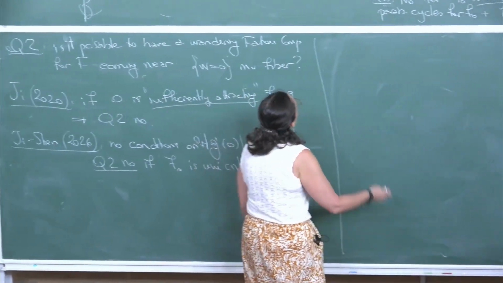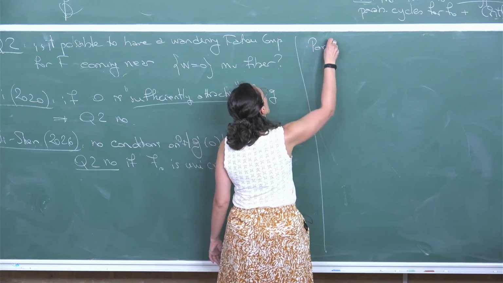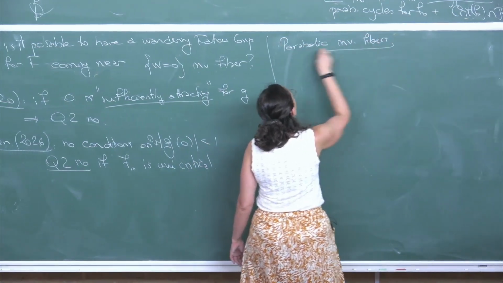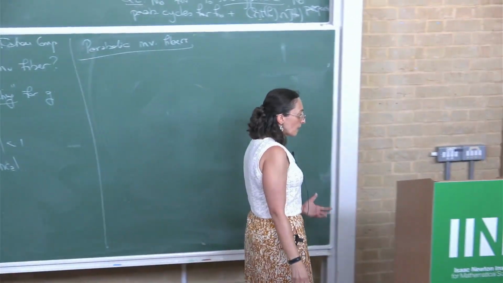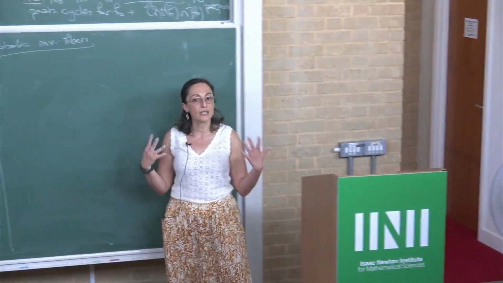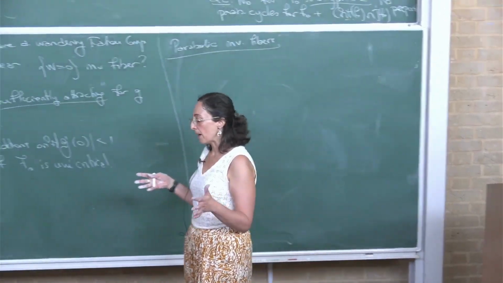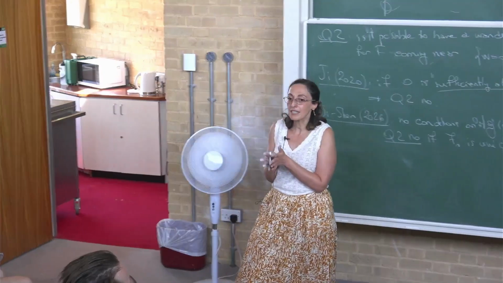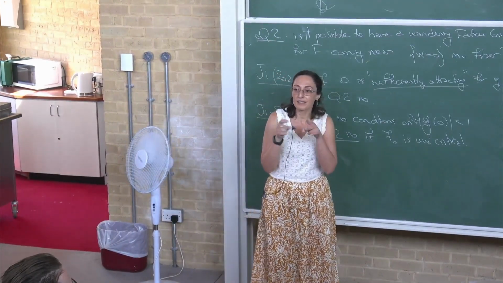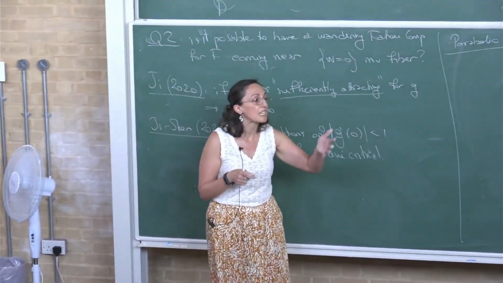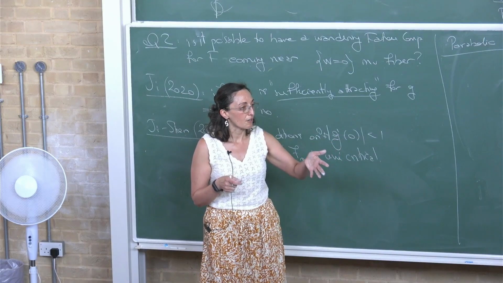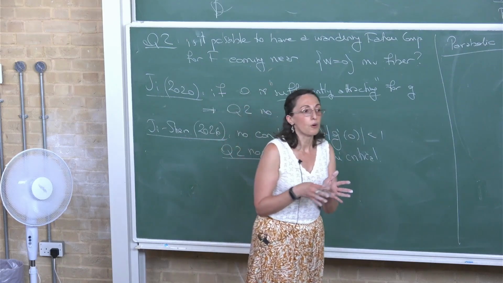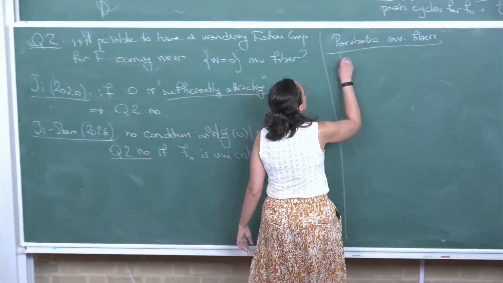But there has been work for the parabolic invariant fibers. You might find it strange that we didn't exactly think about question 1 for parabolic fibers, because in the parabolic case, the invariant fiber is not in the Fatou set. It's in the Julia set. I mean, the parabolic points are in the Julia set. So for question 1, it's problematic.